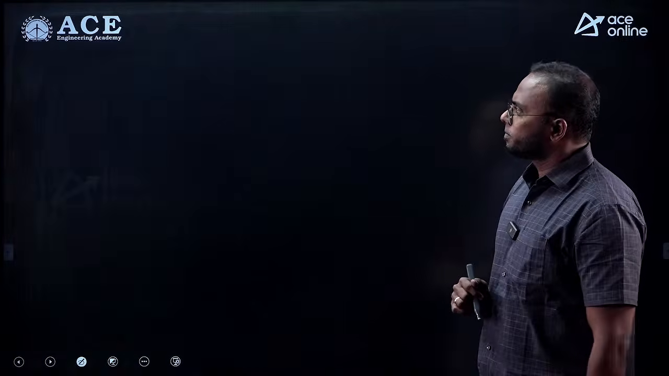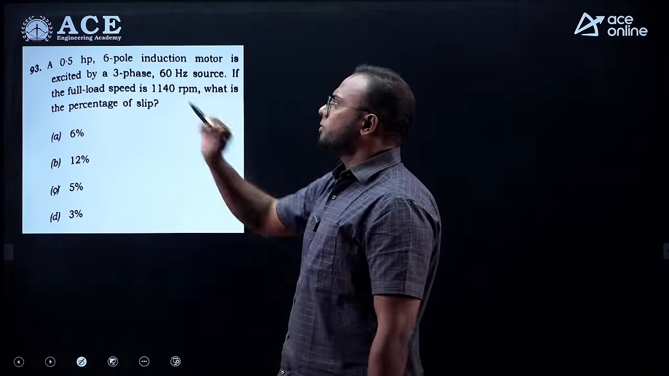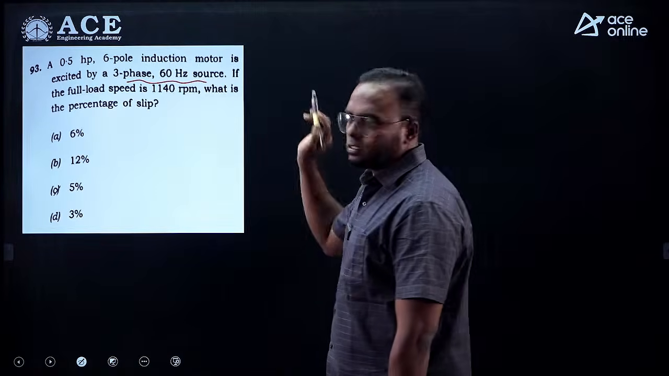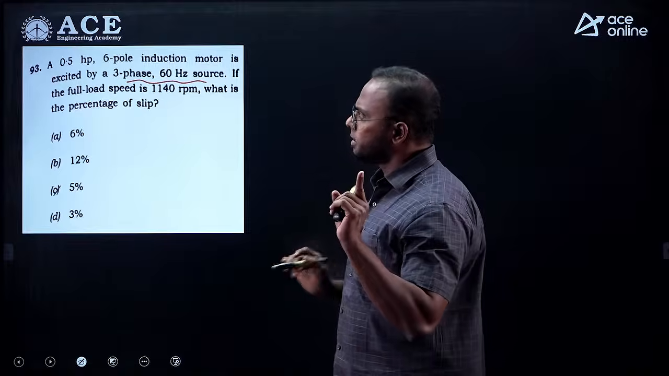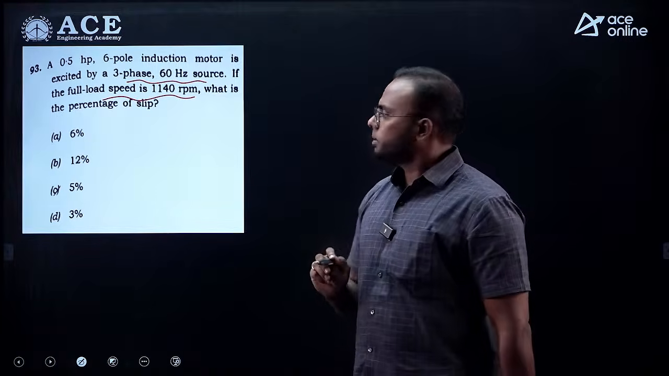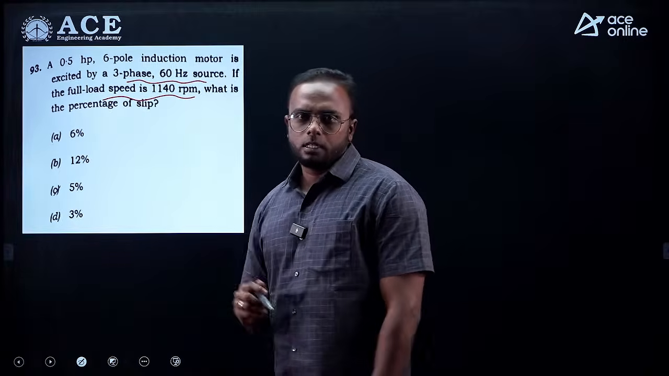Next question, let's see. A 0.5 HP 6-pole induction motor is excited by a 3-phase 60 Hz source. 60 Hz here, take care. 6-pole, 60 Hz. If the full load speed is 1140 RPM, then what is the percentage slip of the motor?